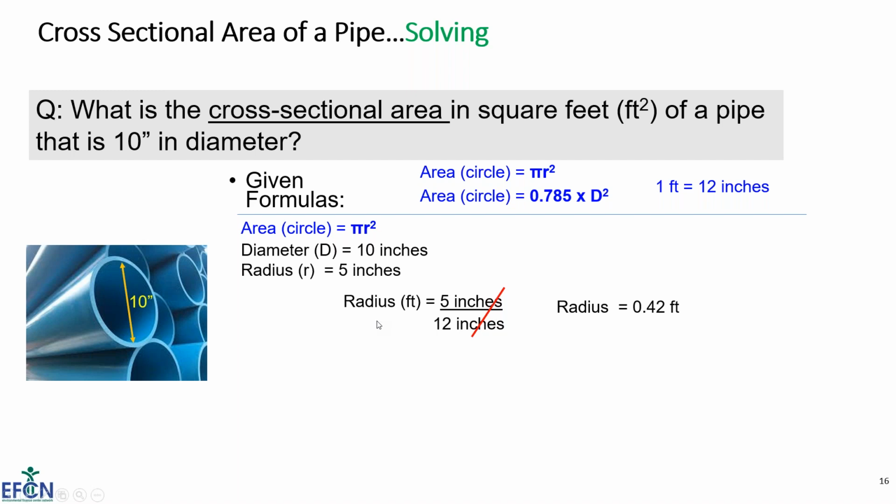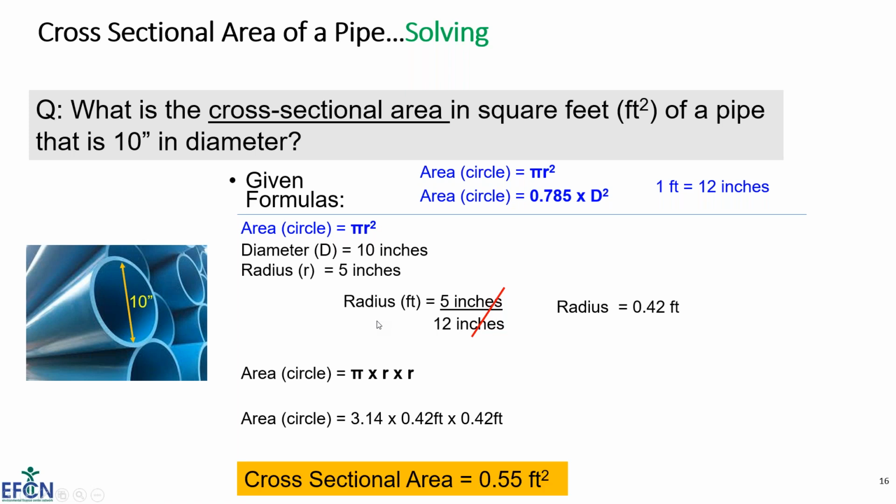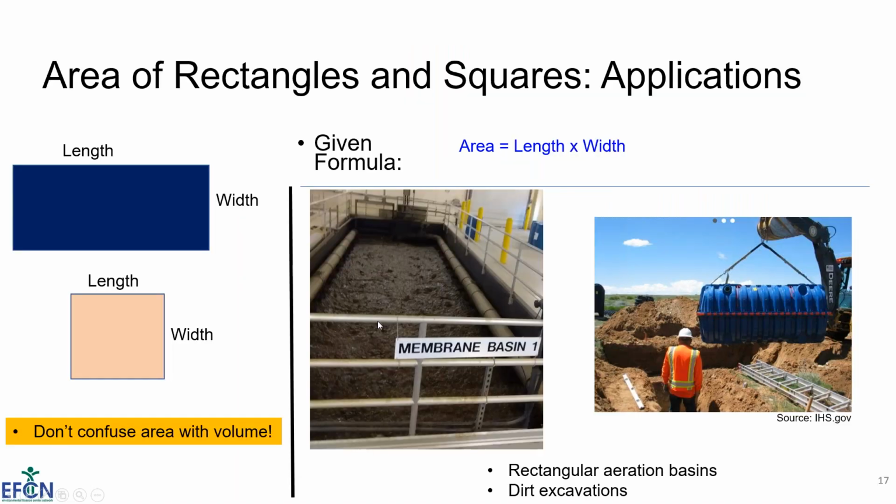So now I have my units compatible, and I can go ahead and calculate my area. Area of a circle is pi r squared. And when I plug in my units, 3.14 multiplied by 0.42 multiplied by 0.42, my cross-sectional area of that pipe comes to 0.55 square feet. So for those who did not get this right, notice where you might have made a mistake. Maybe you forgot to do the conversion, or maybe you used the diameter instead of the radius and used the formula that was requiring one or the other. But it's important to understand how this is done.